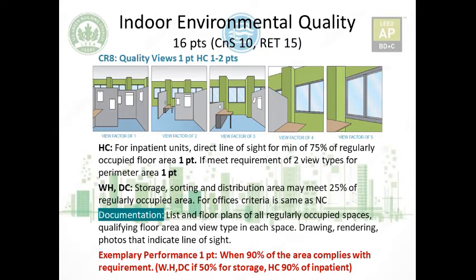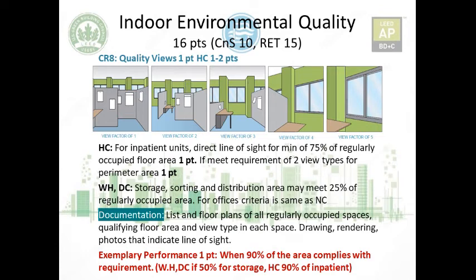Now this all can be done if you put all these things into consideration at the design phase. The closer you get to the construction without having these things in mind, it would be harder to incorporate in the design later on. So for the healthcare, if you remember, there are 2 points. The first one is the 75% of regularly occupied area is only for the inpatient units. The rest of the requirements remain the same and you can gain 1 point. But the extra point comes if you meet the requirement of 2 view types out of 4 that we have seen for the perimeter area, and it's going to give you another 1 point. So for healthcare, there are 2 points.